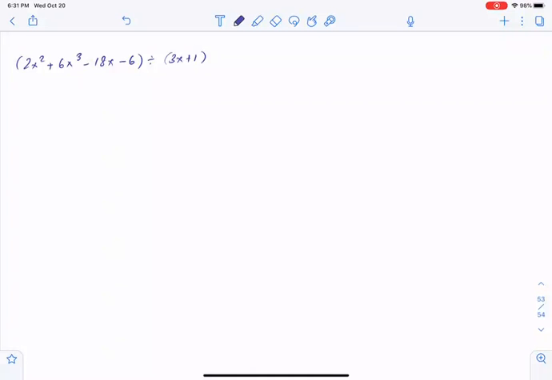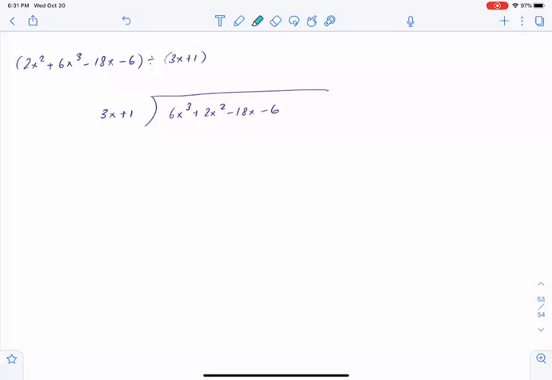So first step is to write the polynomial that is given, the numerator polynomial, in order, because it is not in order. We want it to be in decreasing powers of x: 6x cubed plus 2x squared minus 18x minus 6. Nothing is missing, so we can go forward.